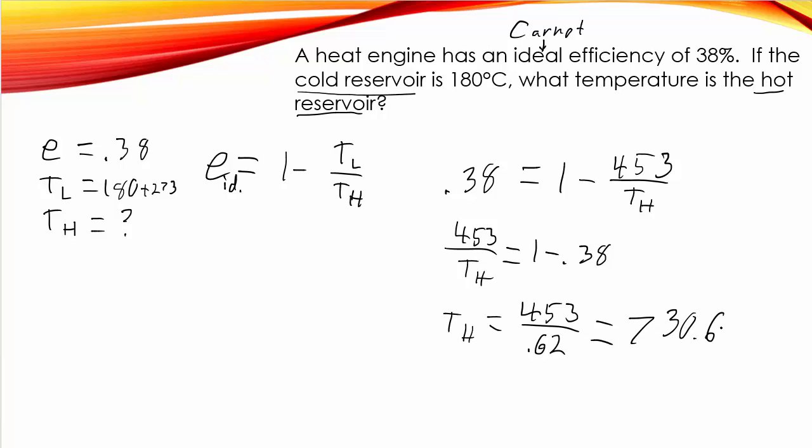730.6. This answer is going to come out in kelvins. I think most of the answers that I'll give you are in Celsius. So subtract 273 from that, and you get 457.6 degrees Celsius. All there is to it.